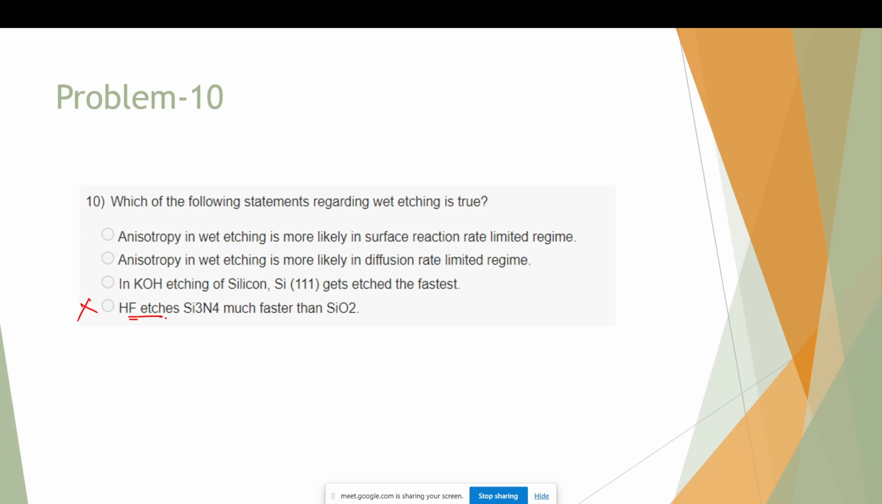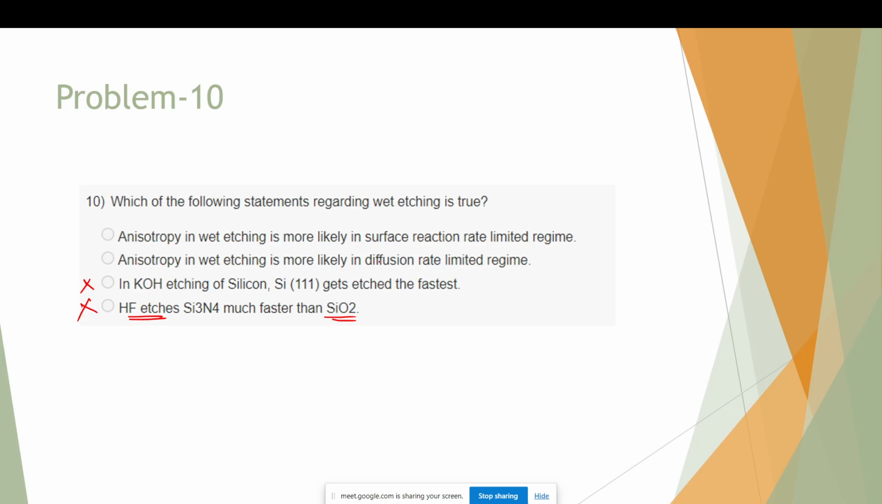We know that HF etches SiO2 faster than anything else, like faster than silicon nitride and silicon. In KOH etching of silicon, silicon 111 gets etched the fastest. So, it is actually to the contrary, silicon 111 gets etched the slowest, because it will form a passivation layer of SiO2 on top of it.